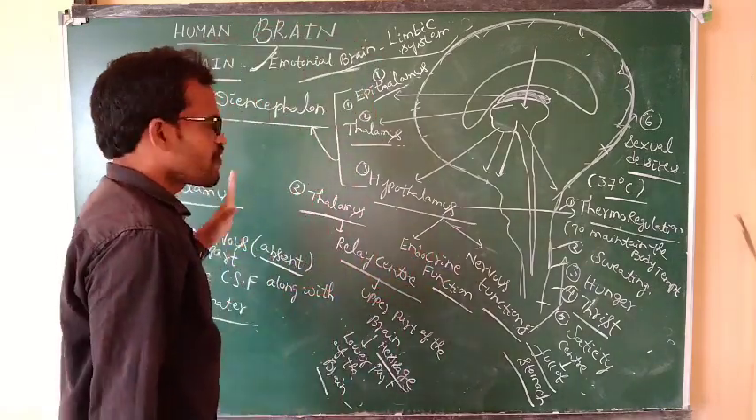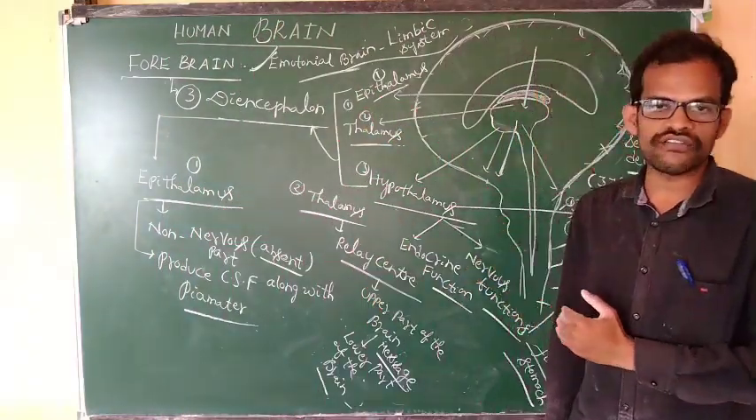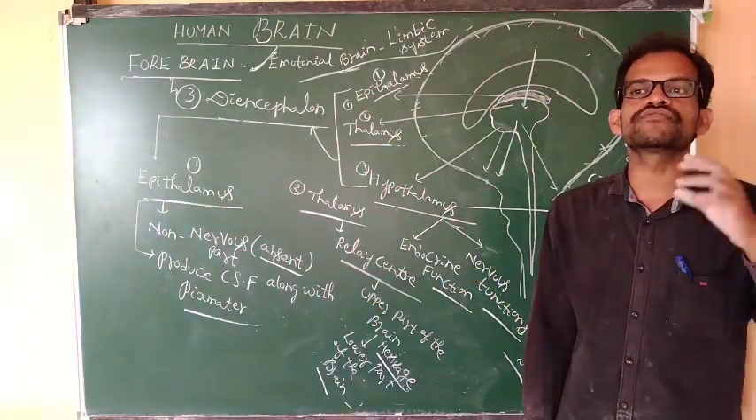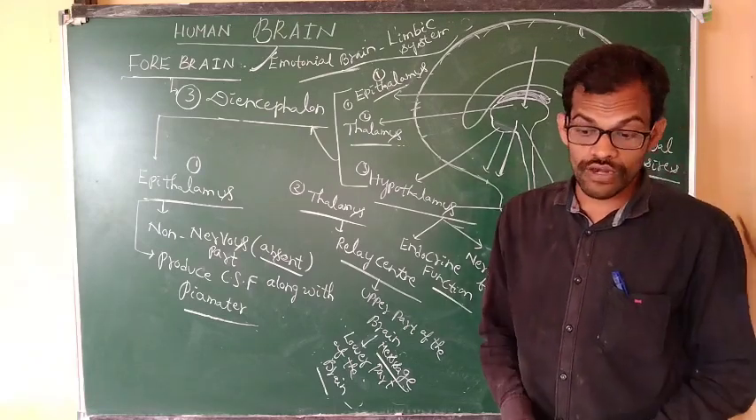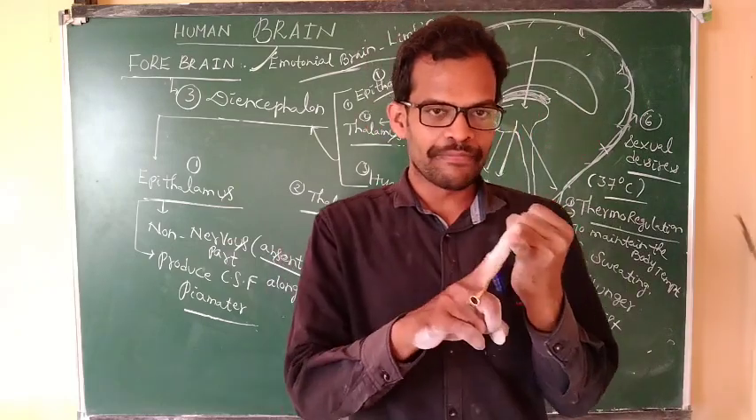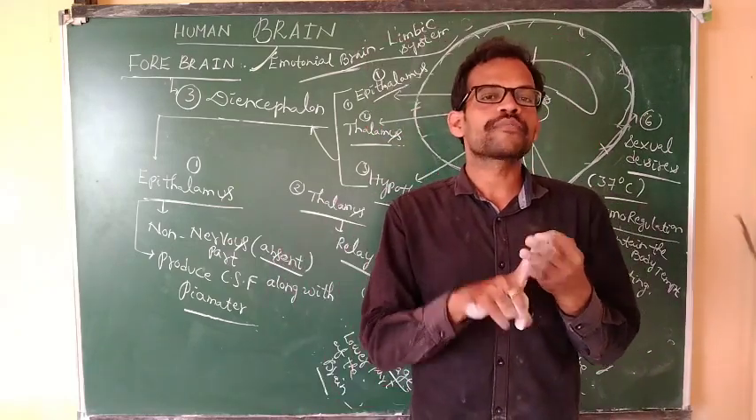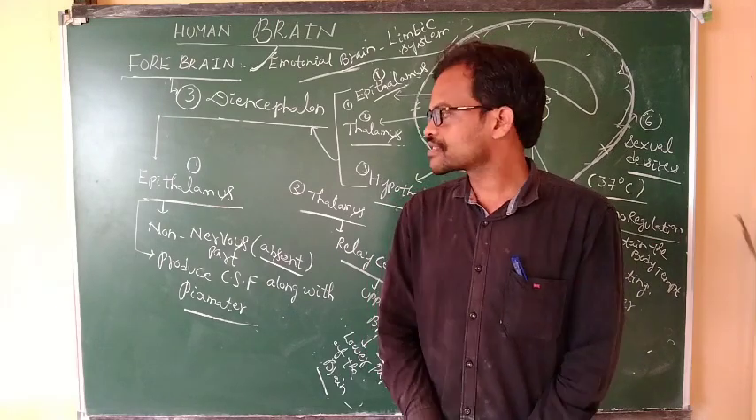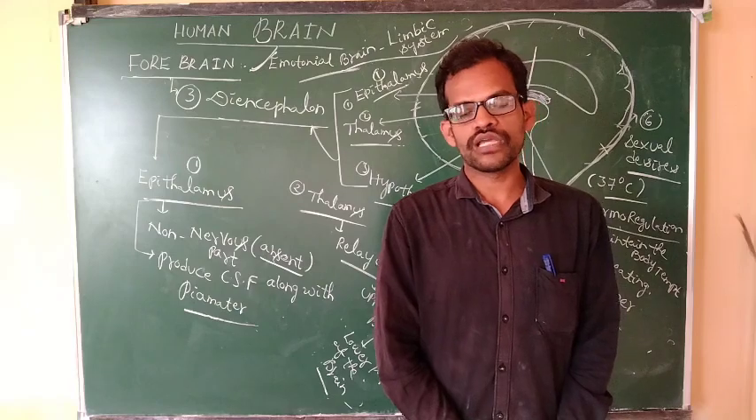These are the functions related to the first part of the brain. What is the first part of the brain? Forebrain. How many parts are present in the forebrain? The cerebrum; the second part is the olfactory lobes; the third part is the diencephalon. These are the important functions of the forebrain.